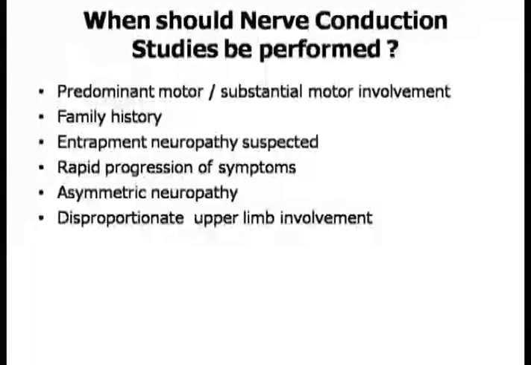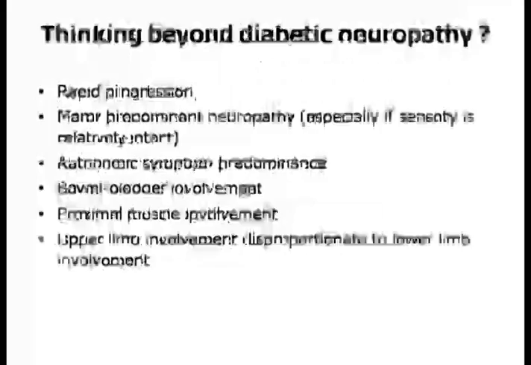You have asymmetrical findings, you do a vibration perception. You have one leg having normal vibration perception, other leg having absolutely poor vibration perception, time to go for a nerve conduction. Rapid progression of symptoms over months. Asymmetric neuropathy, disproportionate upper limb involvement, these are all conditions where you need nerve conduction velocity. And for certain parts of India, you need to look at leprosy as a differential diagnosis. Quite common to have that again as a differential diagnosis in certain patients.